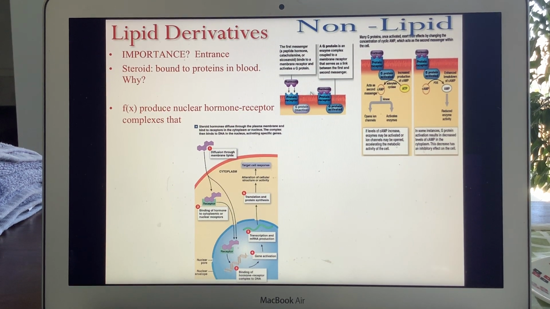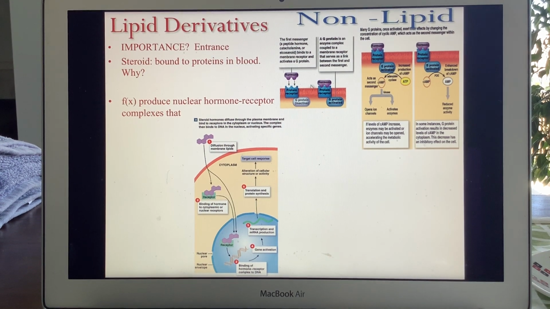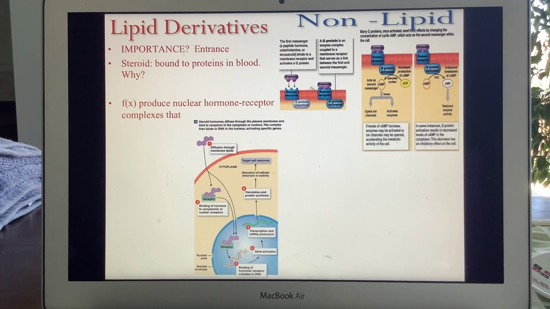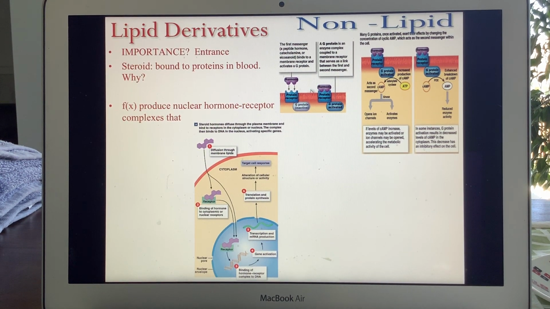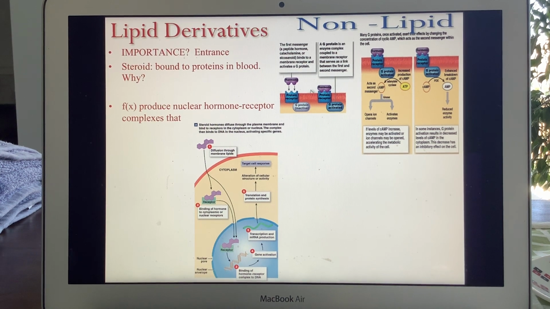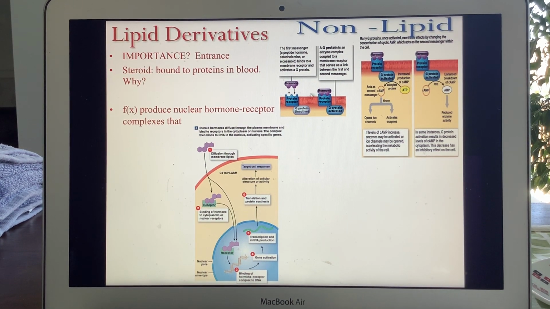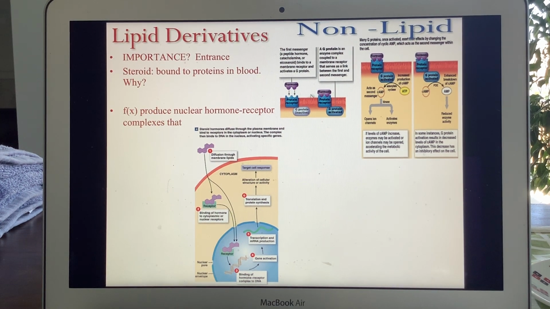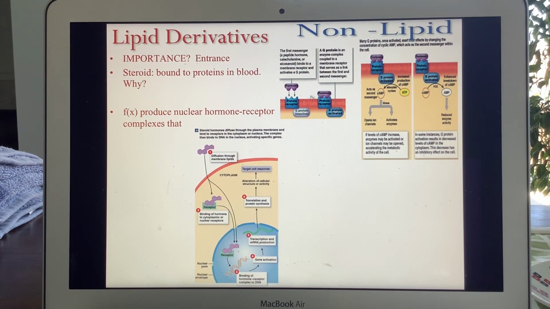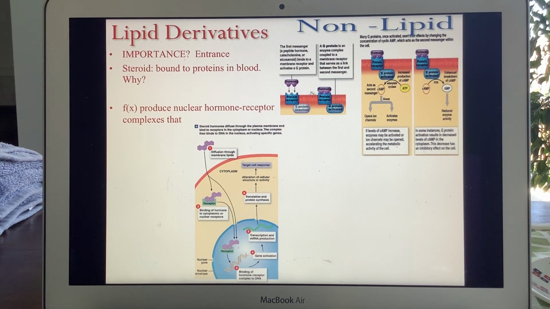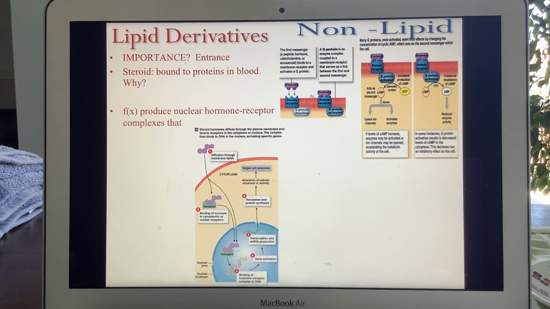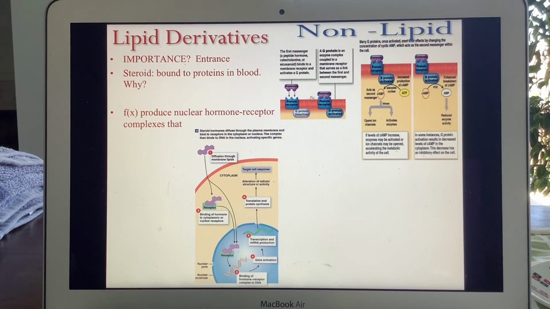Okay, so let's look at that first. Now, we know that all cellular membranes are phospholipid bilayer, so that the lipid hormone doesn't need a receptor on the cell. It can go sliding right through. And then what it has to do is it's going to go through nuclear pores, and then it is going to attach to a receptor in the nucleus.